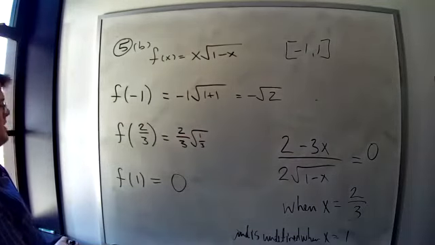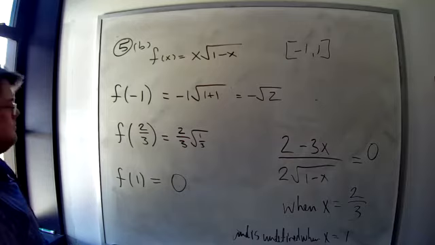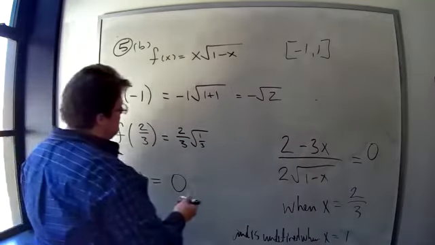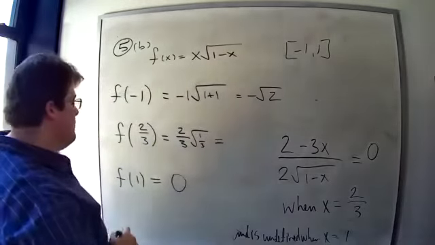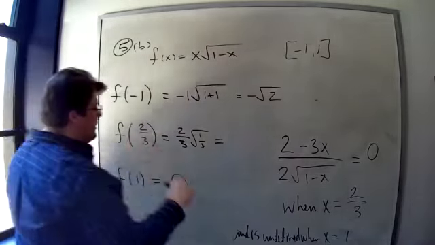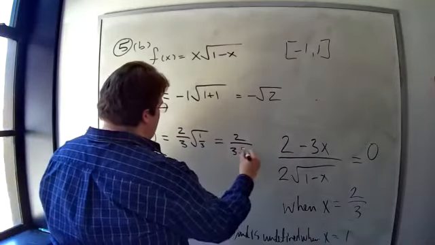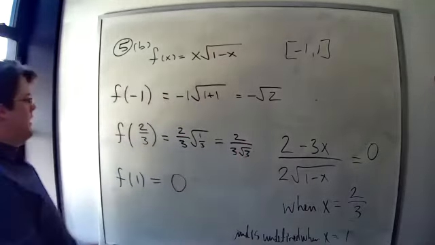Two-thirds root 1 minus 2/3, so under that square root you have a 1/3. 2/3 root 1/3, which, man, root 1 really shouldn't be written, but if you left it like that, that's fine. I guess I'll just write it like that.